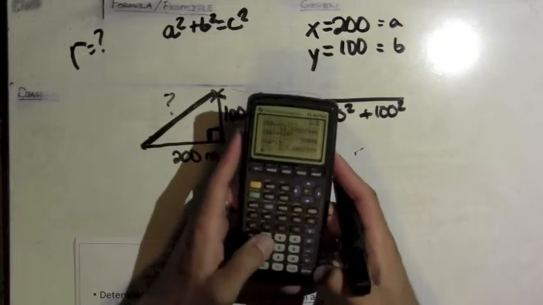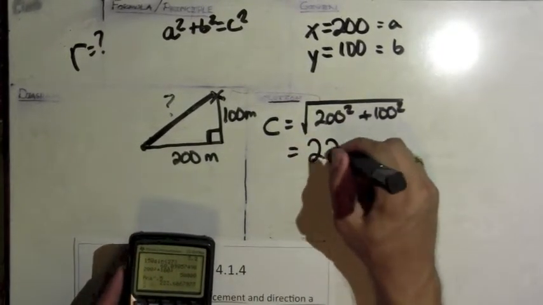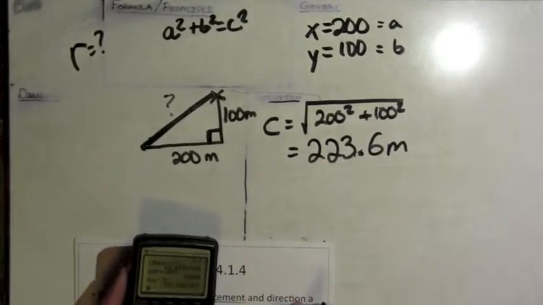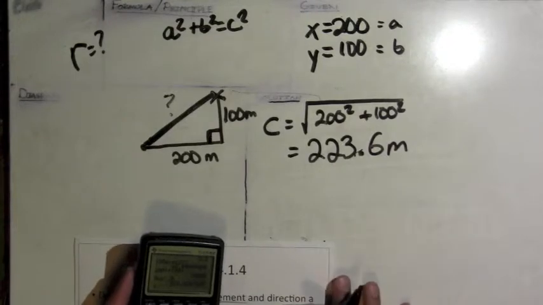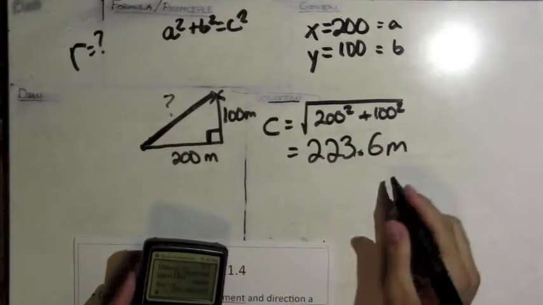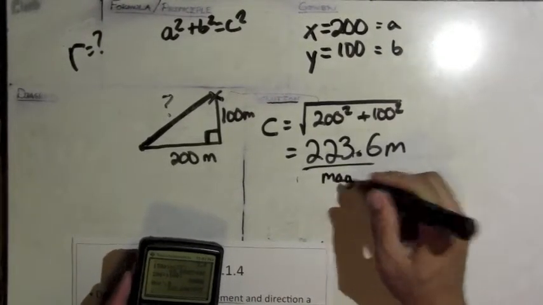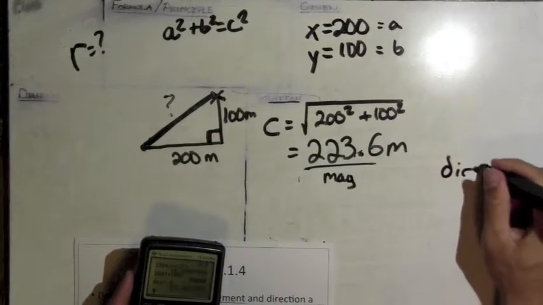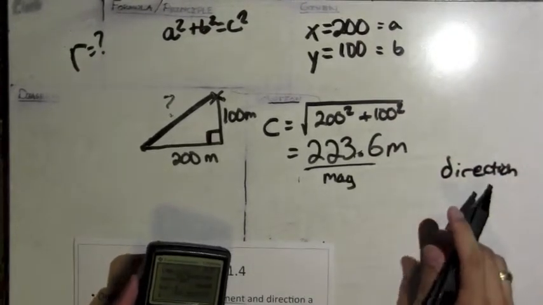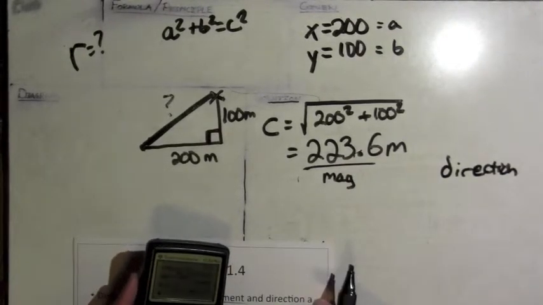Take the square root of all that, and you get 223.6, which is the first part of our answer, 223.6 meters. The second part of our answer has to do with the direction. Remember, a vector is defined not only by its magnitude, but also by its direction. So when I'm trying to define where it goes, I need both. In this case, I've got the magnitude taken care of, but the second part is finding the direction.